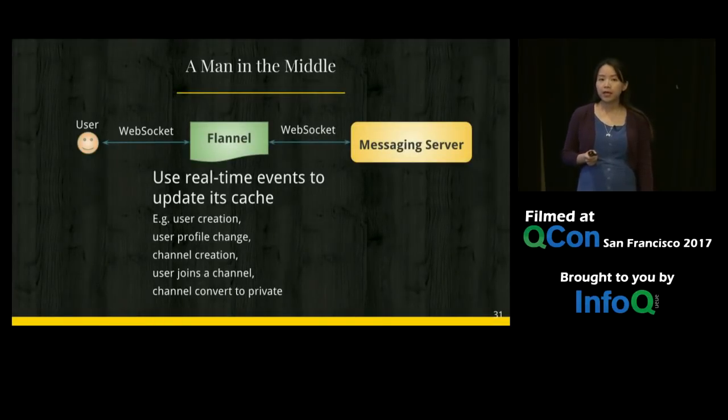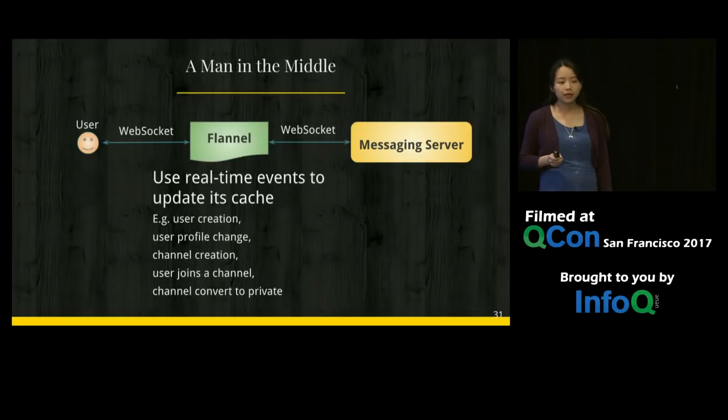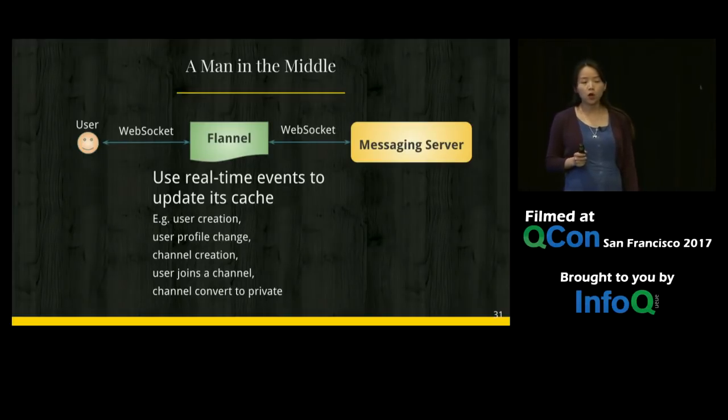Flannel is essentially a man in the middle. It sits on the WebSocket connection between the client and the messaging server. On that WebSocket connection, as I mentioned earlier, there are over 100 types of events. Flannel passes through all of them to the client. It processes a handful of them to update its cache. Such events are users and channels related. Examples are channel creation, a user changing their profile, a user joining or leaving a channel.